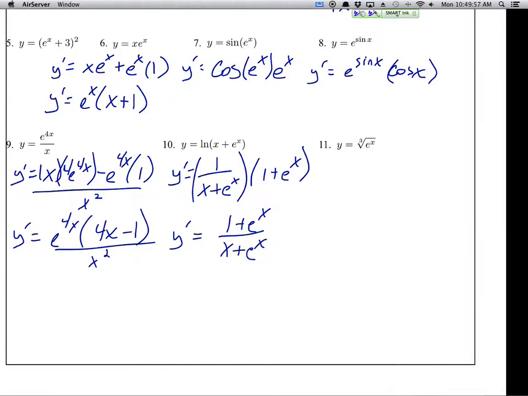Alright, April, 11. What would be helpful on 11? Rewriting it as y equals e to the power of x to the 1/3. Say it again. E to the power of x to the 1/3. Alright, and how can I rewrite that? Oh, e to the power of x over 3. Now that I have it rewritten, what would the derivative be? X over 3. Wait, that's weird.